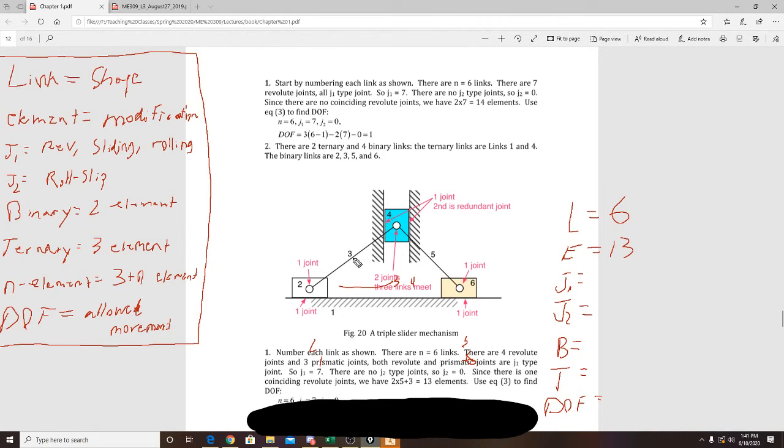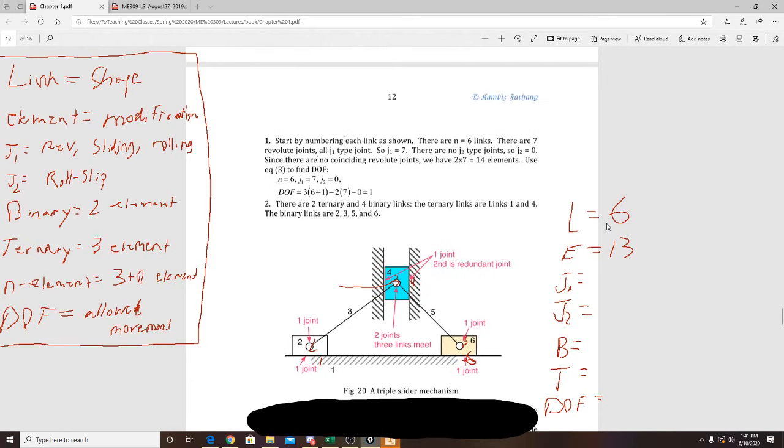You guys are probably wondering why we don't count it for links, and we don't count it twice for elements, but we count it twice for J1 types. Oh wait, it says the second is a redundant joint. So what is it then? This is 1 for the ground, 2 for here. Oh, now I know. Never mind, I forgot that this one was overlapping.